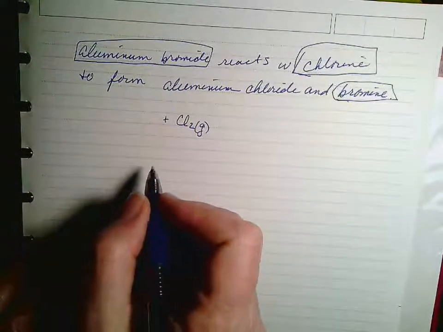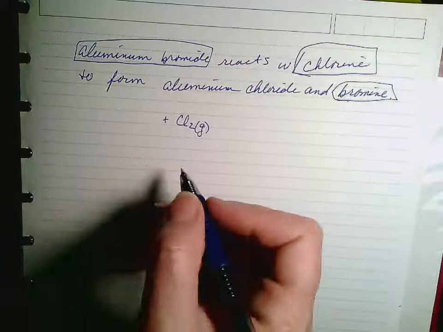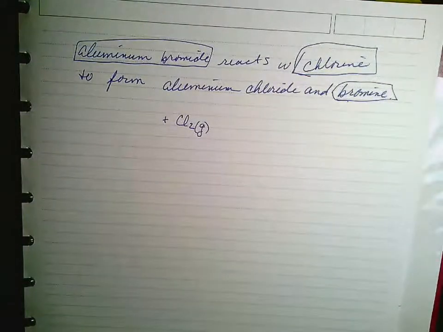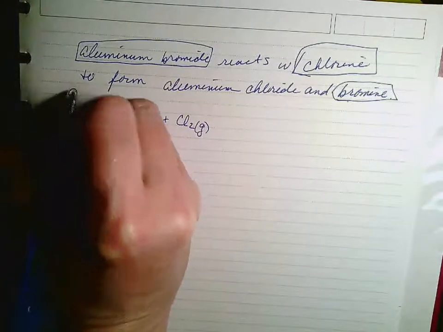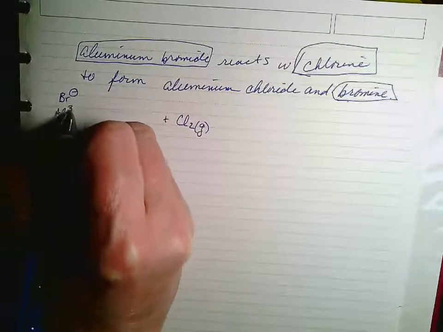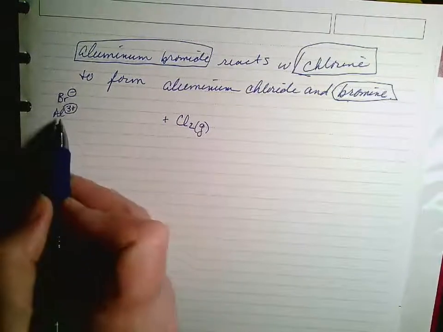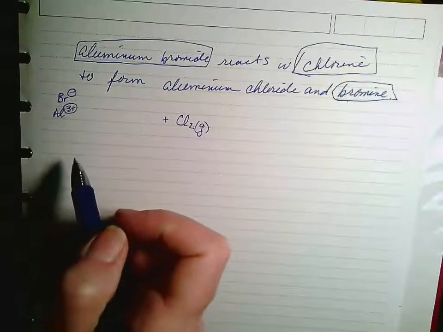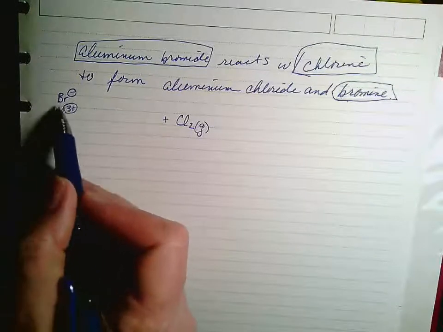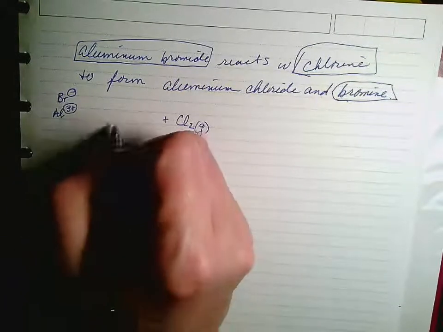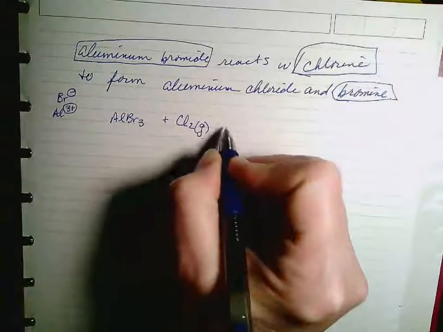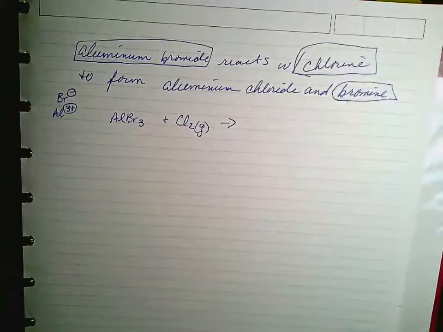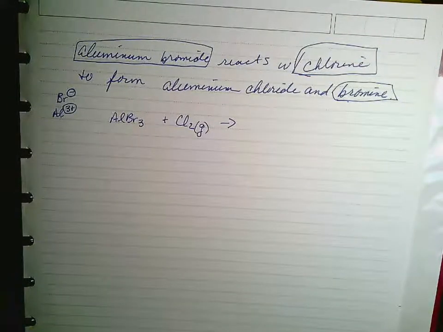So we have to go back to our periodic table, and we have to remember what the charge would be on aluminum and what is the charge on bromide. Bromide is Br minus, and aluminum is Al3 plus. So we always put the cation first, and we have to make the charges equal out to 0. So I'm going to need 3 bromides for every 1 aluminum. So it would be AlBr3.